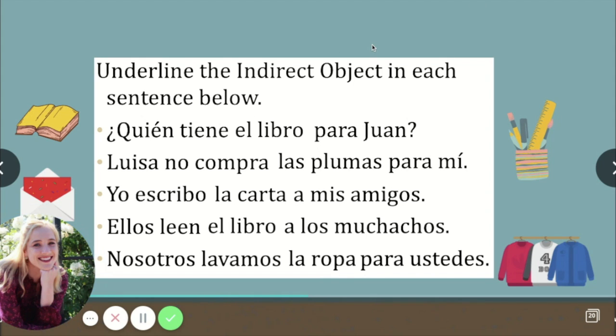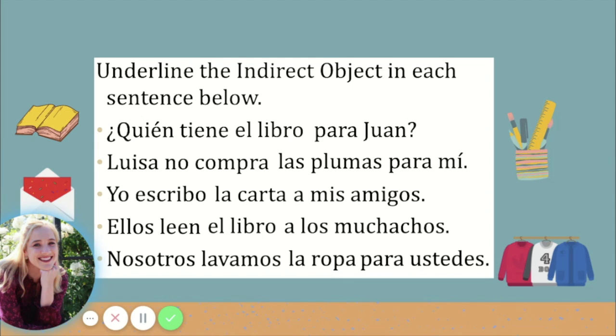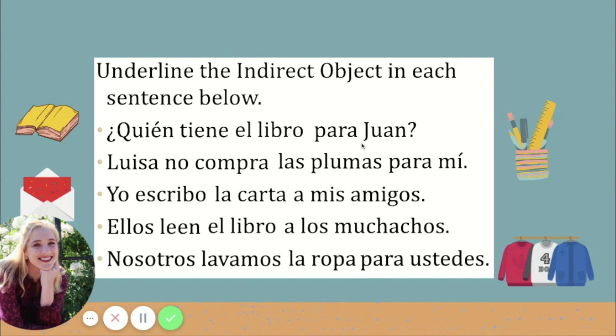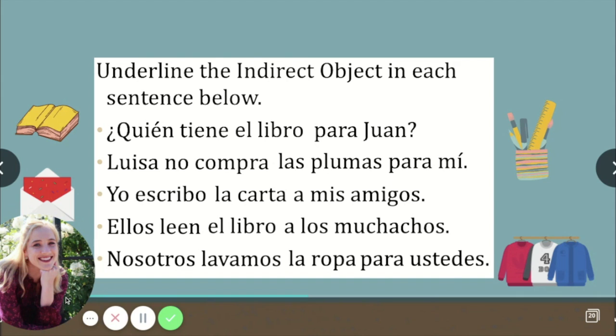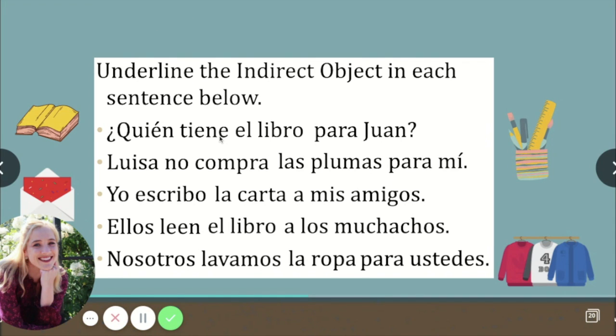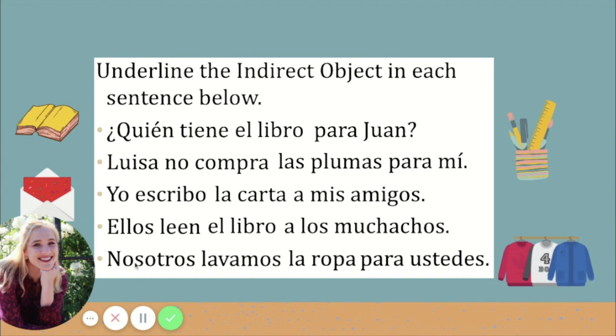So we're going to do this one together too. Let's underline the indirect object in each sentence below. So in the chat, if I say, ¿Quién tiene el libro para Juan? Who has the book for Juan? What do we think is the indirect object? The indirect object, ¿Quién tiene el libro para Juan? Who has the book for Juan? So the indirect object. So this is going to answer to who or for who. Who has the book for Juan? ¿Quién tiene el libro para Juan?